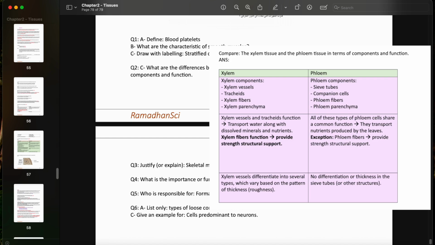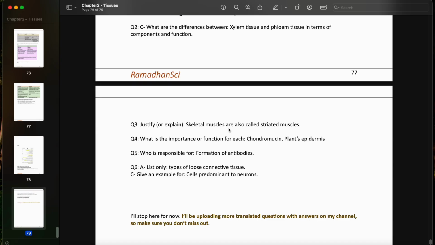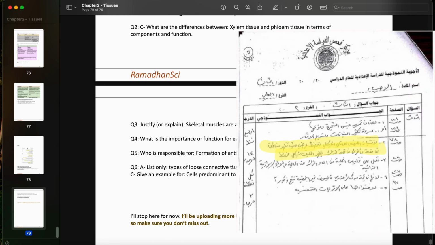And of course, you want to talk about the functions, and you want to mention that the xylem vessels can differentiate, but no differentiation occurs in phloem tissue or in sieve tubes. Question 3 is telling you to justify or explain why the skeletal muscles are also called striated muscles, because the skeletal muscle fiber shows alternating dark and light crossbands, giving it a striated appearance. For this reason, it is called striated muscle.